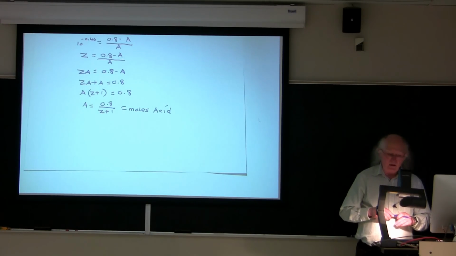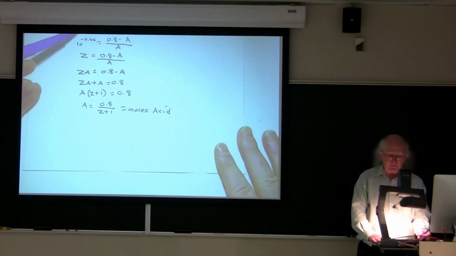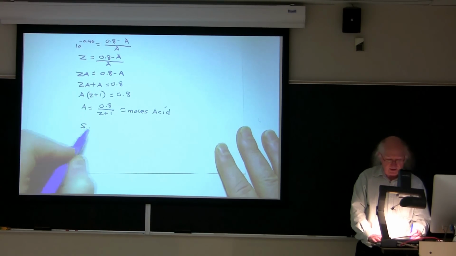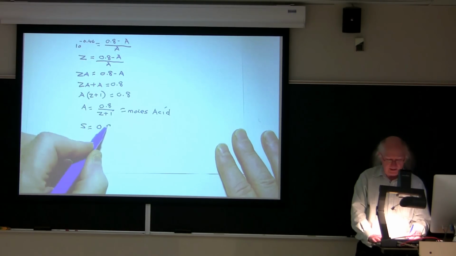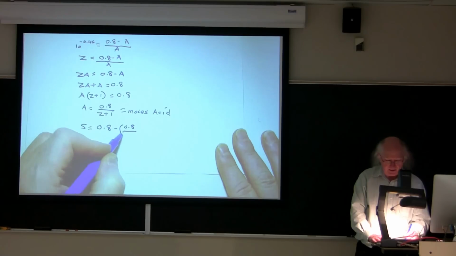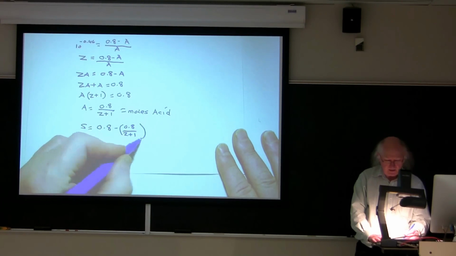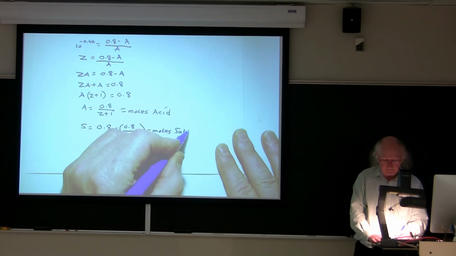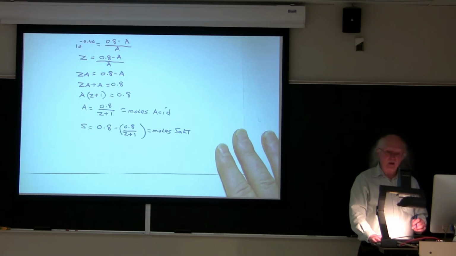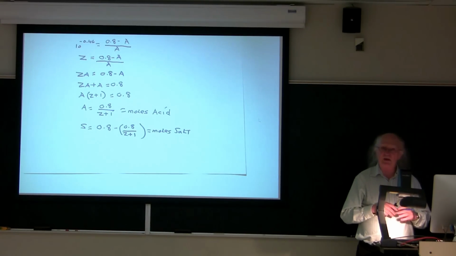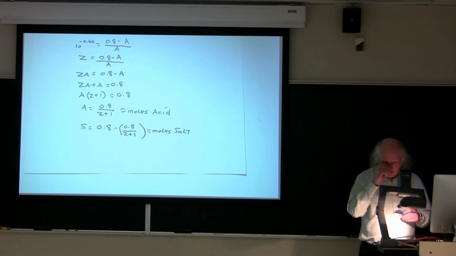Well, how many moles of salt do I have? The number of moles of salt that I have is equal to 0.8 minus the number of moles of acid. So the number of moles of salt I have is equal to 0.8 minus 0.8 divided by Z plus 1. And that's equal to the number of moles of salt. Okay, so I have solved the problem and found the number of moles of acid and salt, depending upon whatever that 10 to the minus 0.46 corresponds to.